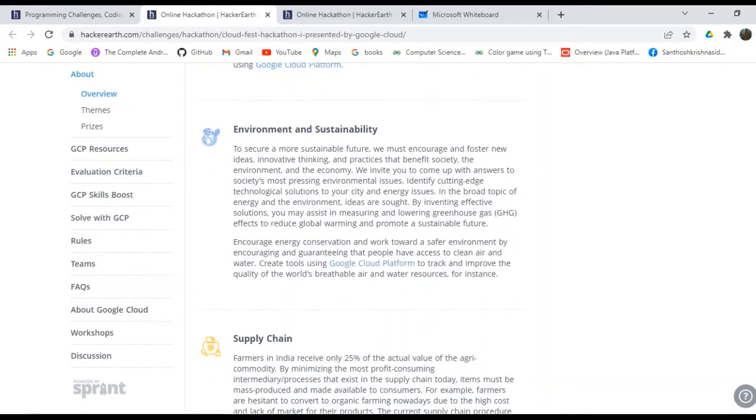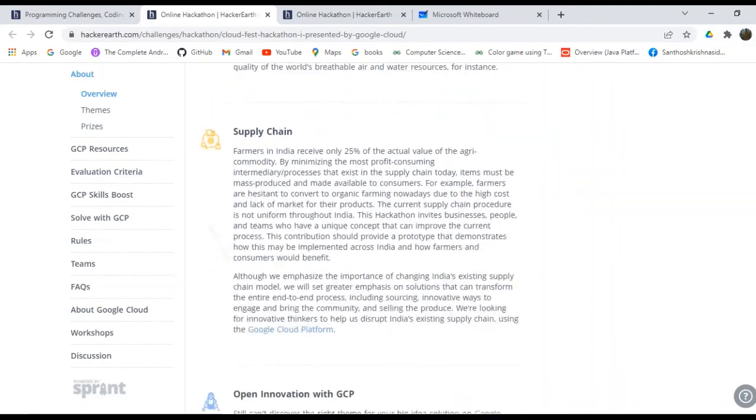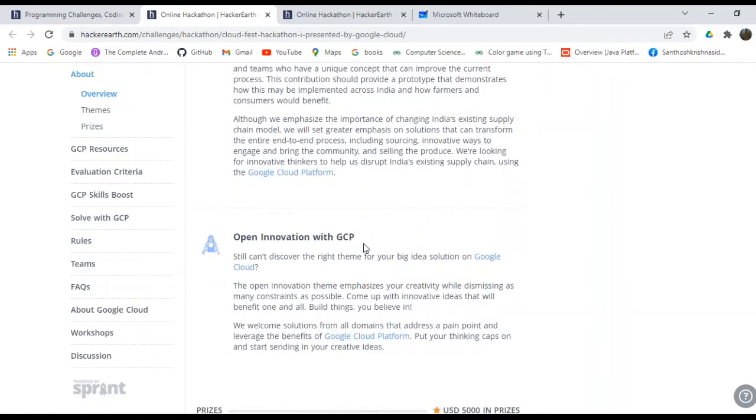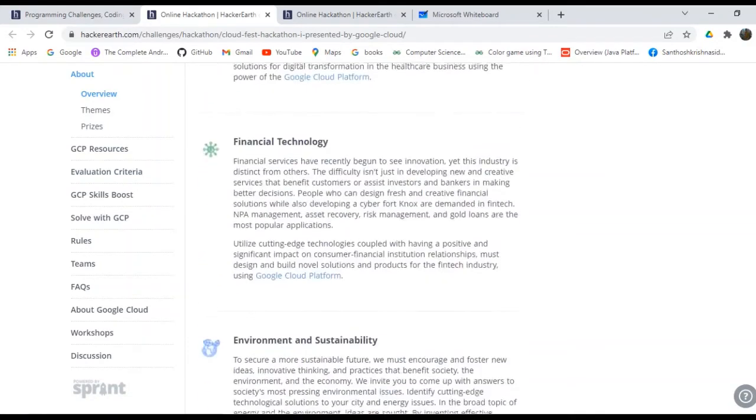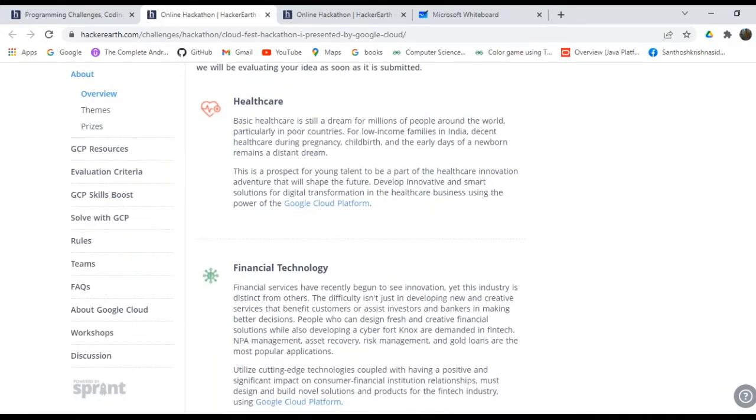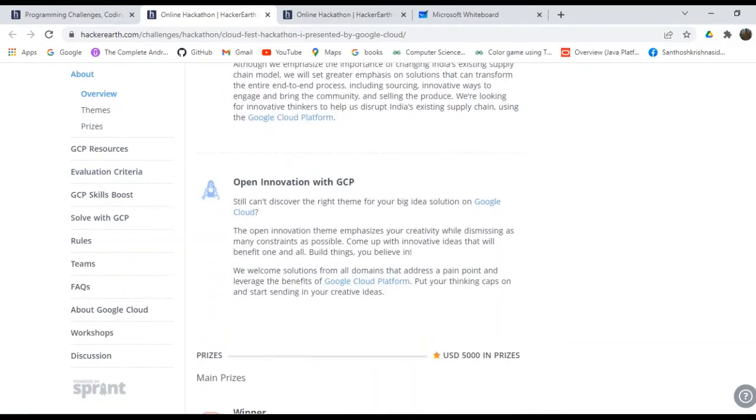The third theme is environment and sustainability, the fourth one is supply chain, and the fifth one is open innovation with GCP. GCP means Google Cloud Platform. The open innovation theme emphasizes creativity while dismissing as many constraints as possible. So we welcome solutions from all domains that address a pain point and also leverage the benefits of Google Cloud Platform. Here you can have any idea, other than supply chain, environment, financial, or healthcare. You can come up with any innovation idea using the Google Cloud Platform.